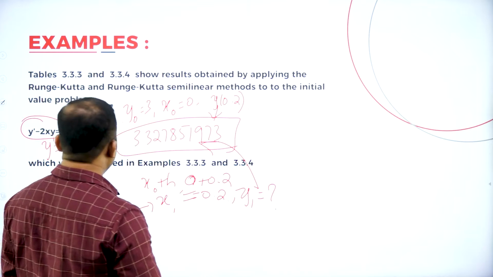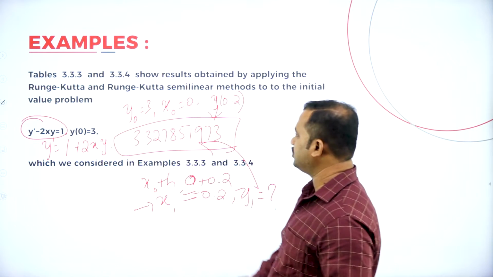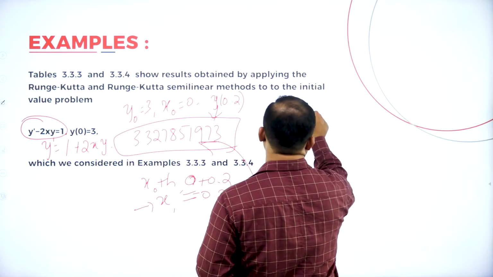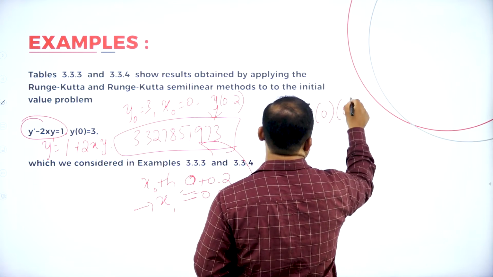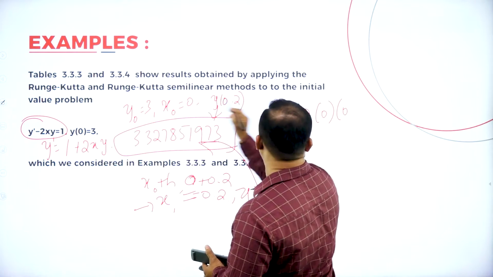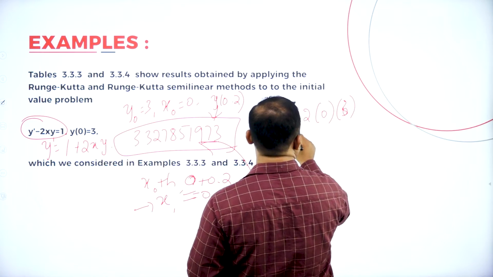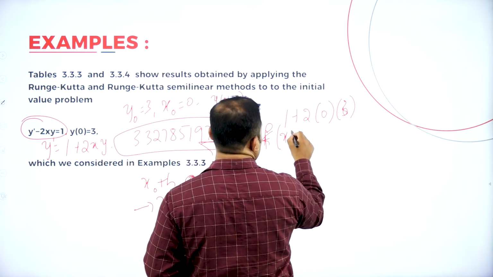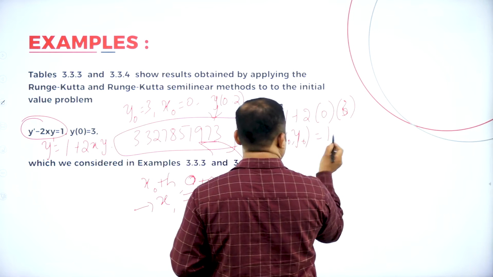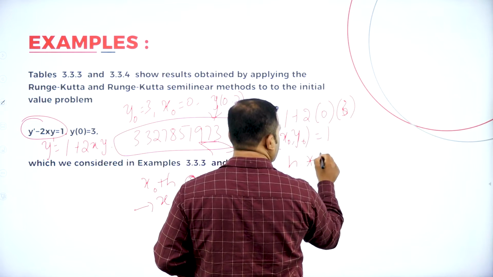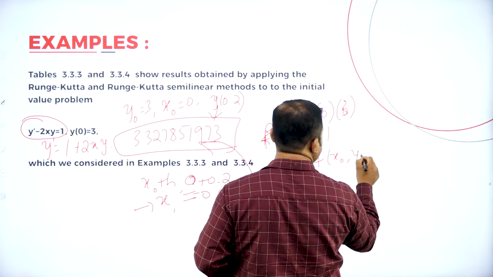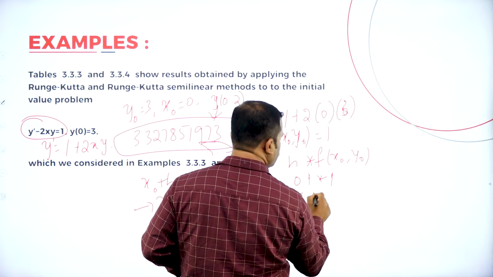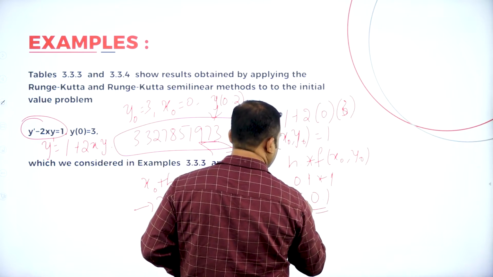So if I use the Runge-Kutta second order method for that equation, y dash is equal to 1 plus 2xy, we'll get 1 plus 2 times 0 into y. y is equal to 3. 0 into 3, anything becomes 0, this becomes 1. That is f of x0 comma y0 is equal to 1. h into f of x0 comma y0 is equal to 0.1 into 1, that is equal to 0.1, that is k1.